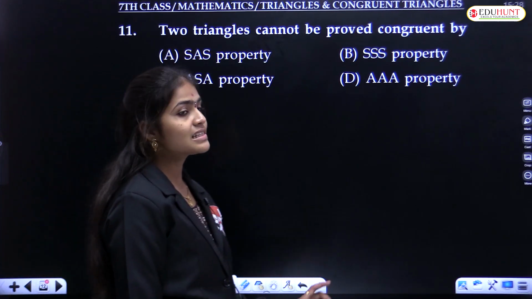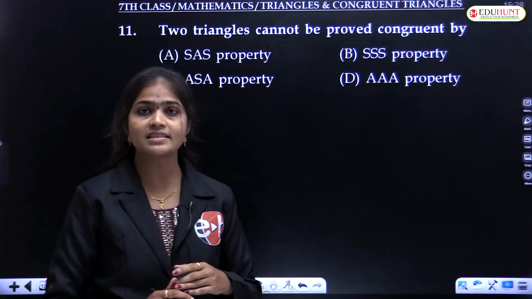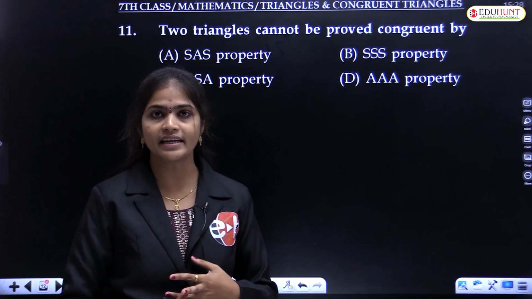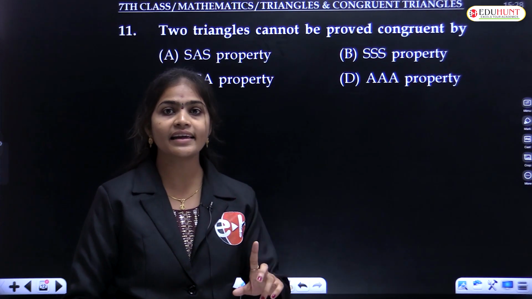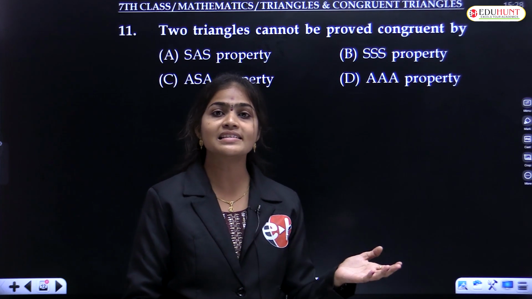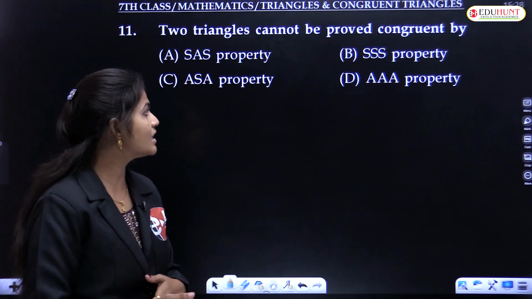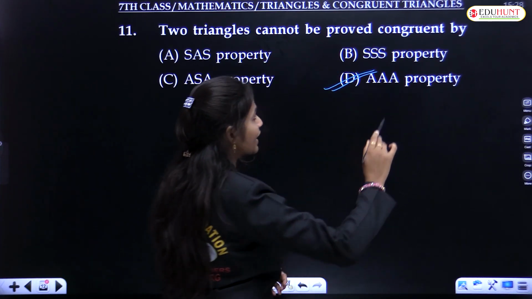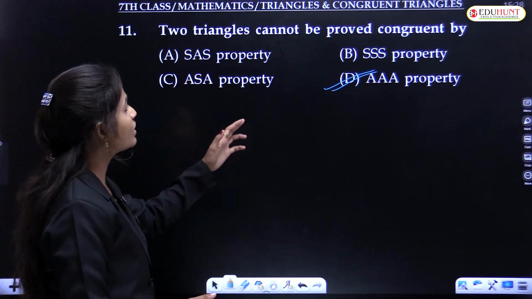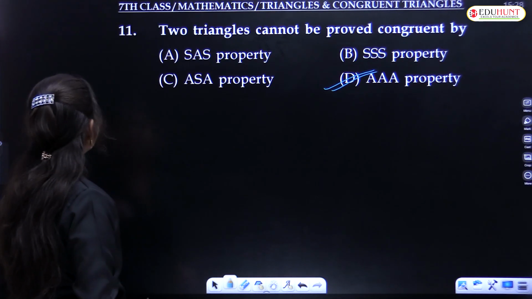Here two triangles cannot be proved congruent by, already we discussed that. By using those 4 axioms we can say that two triangles are congruent, but here we cannot say that, taking only angles. Maybe their angles are equal, but there is a change in size, so we can't say those two are congruent. So by using the triple A property we cannot say that those two triangles are congruent, we cannot prove it. Is it clear, children? Okay, see the next one.